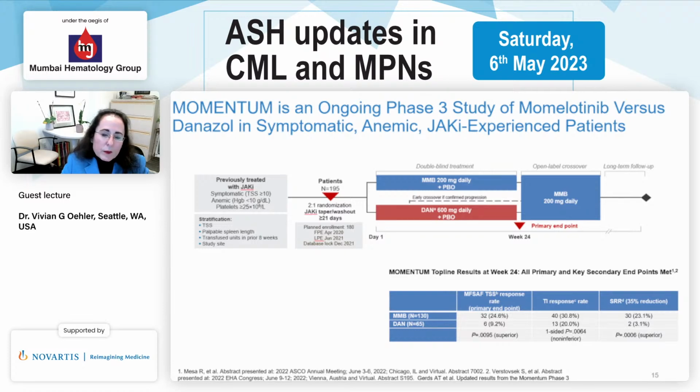For the primary endpoint, which was total symptom score response at 24 weeks, this was achieved in 24.6% of momelotinib-treated patients versus 9.2% of danazol-treated patients. Spleen volume responses were seen in 23.1% of momelotinib-treated patients versus 3.1% of danazol-treated patients.